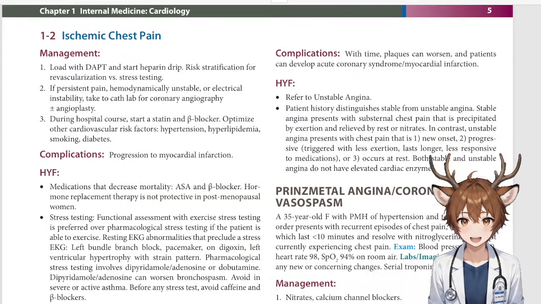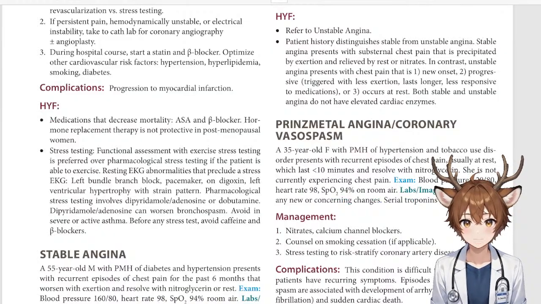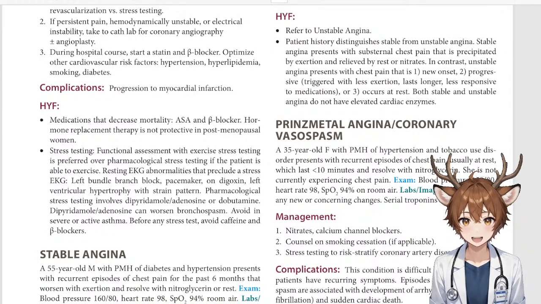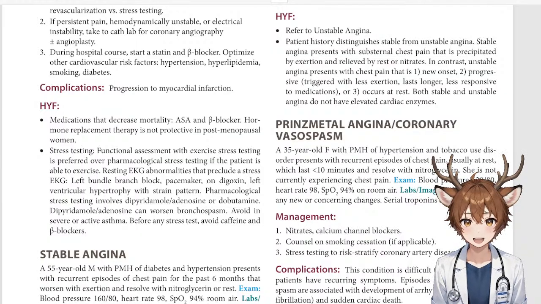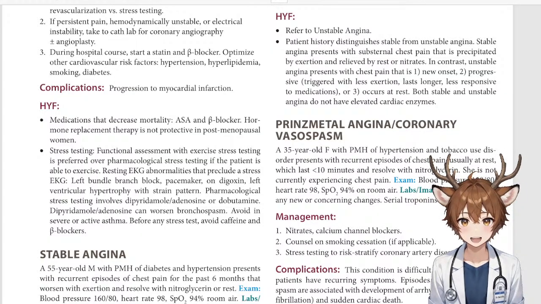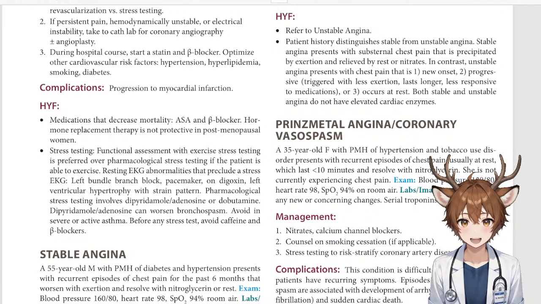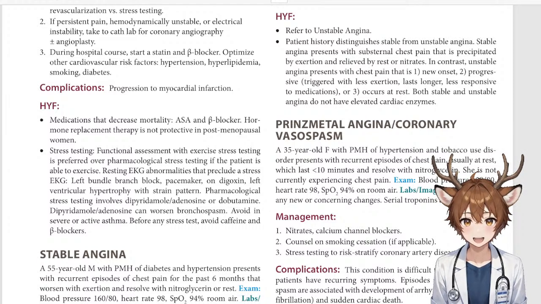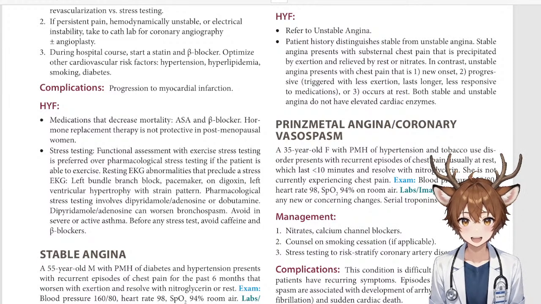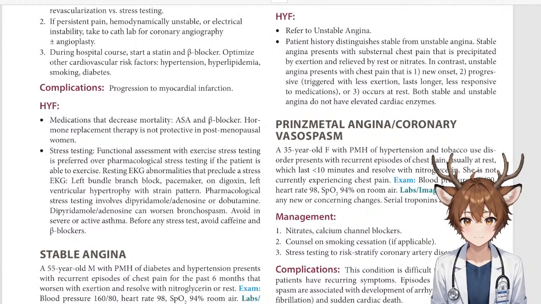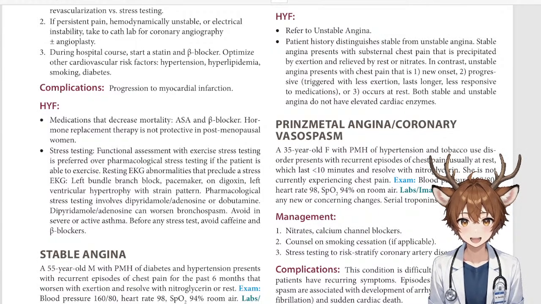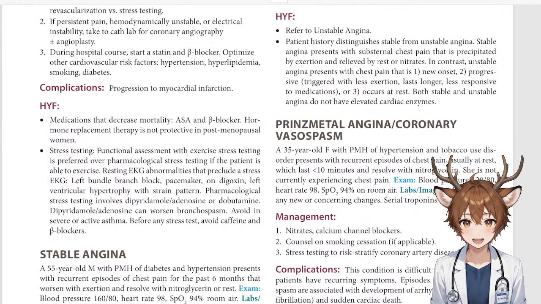High yield facts for unstable angina. Medications that decrease mortality would be aspirin and beta blocker. Hormone replacement therapy is not protective in postmenopausal women. Stress testing, functional assessment with exercise stress testing, is preferred over pharmacological stress testing if the patient is able to exercise. Resting EKG abnormalities that preclude a stress EKG: left bundle branch block, pacemaker, digoxin, left ventricular hypertrophy with strain pattern.